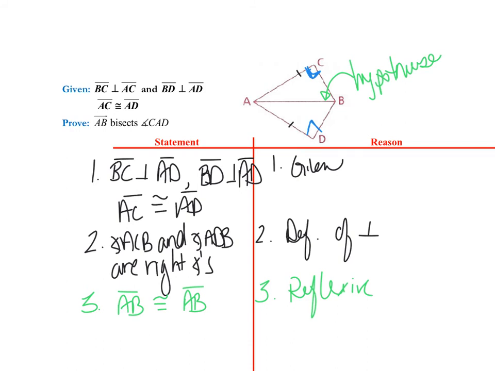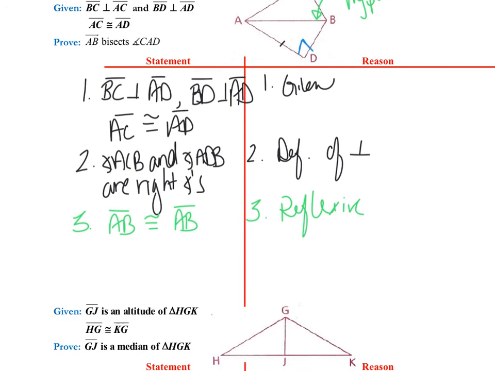So now I can use HL because I have right triangles. I have the hypotenuse. Remember that the hypotenuse is the one across from the 90-degree angle. And I have a pair of legs congruent. So I can officially use HL. Oops, that's the other part. So triangle ACB is congruent to triangle ADB by HL. So the hypotenuse we proved in step 3, and then the leg we proved in step 1.